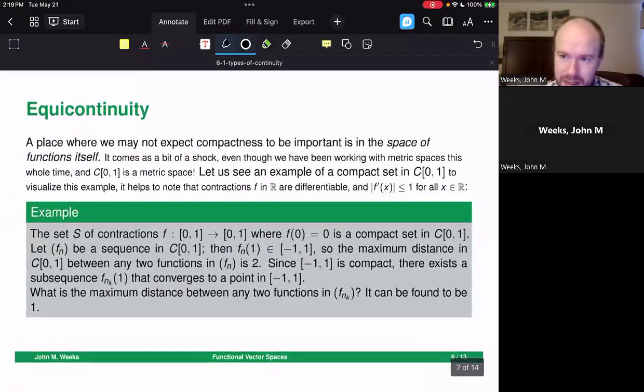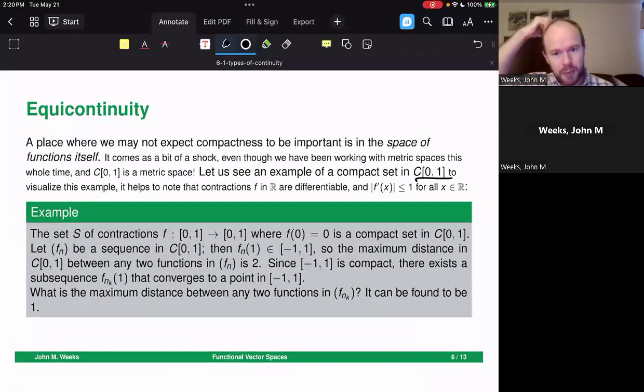Let's take a break real quick here and do something called equicontinuity. Now, this is not something we're going to use immediately, so I'm only bringing this up here as a blip. In fact, you won't see me do many homework exercises on this, but this does motivate something that we're going to be talking about later on in this unit, which is equicontinuity. A place where we may not expect to see compact sets, which we know are going to be coming up in this unit, is in the space of functions itself. We might ask the question, what sets of functions are compact in the space of something like, say, the continuous functions from 0 to 1?